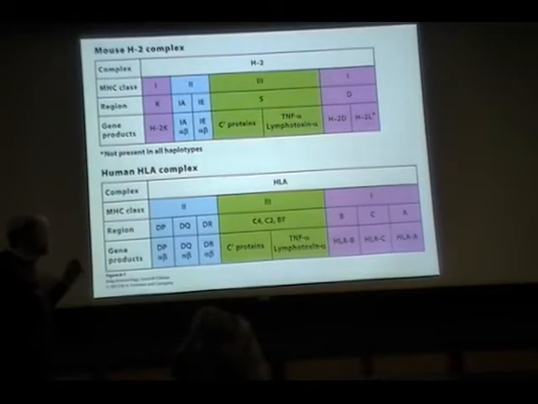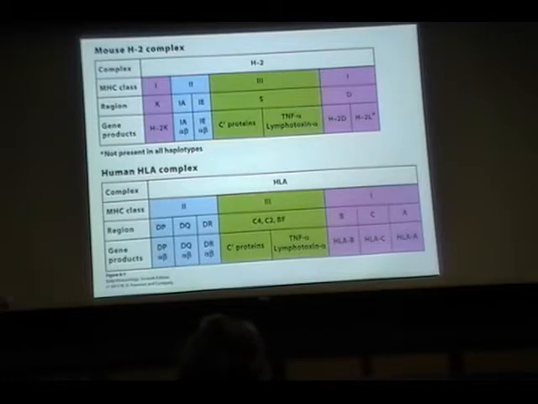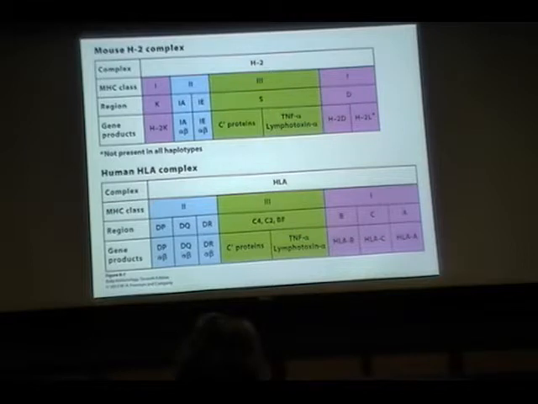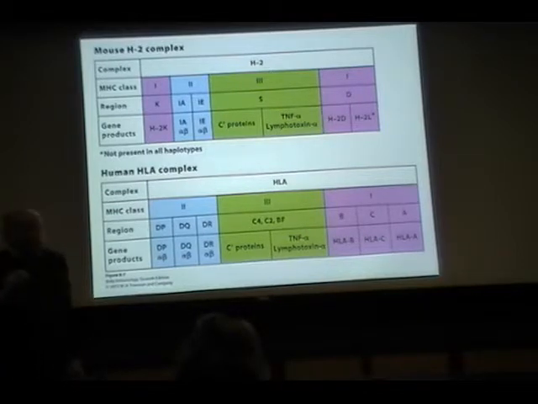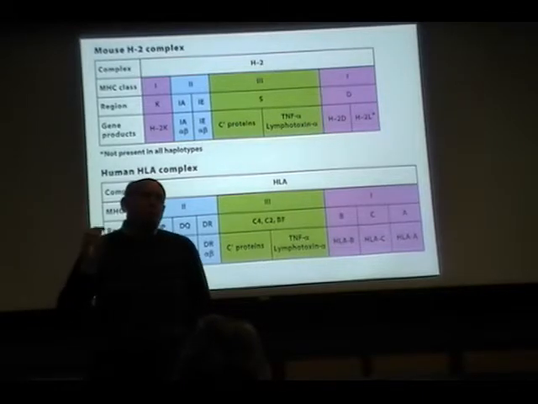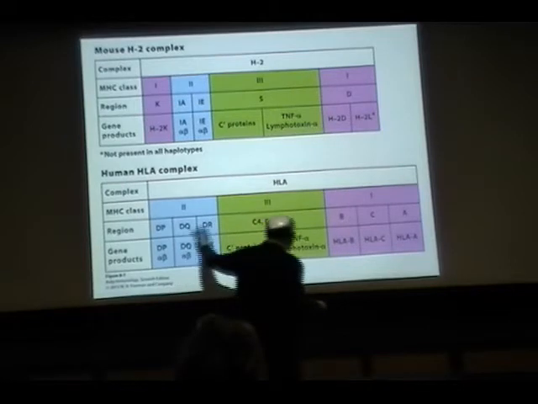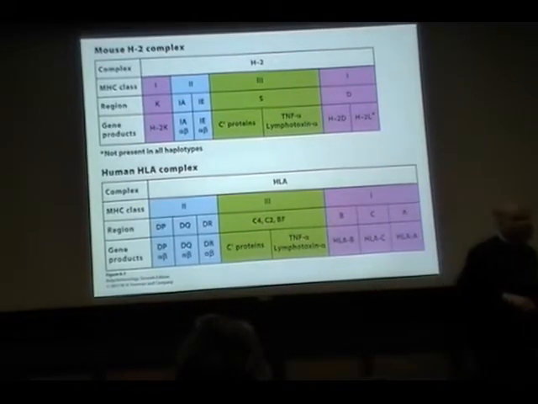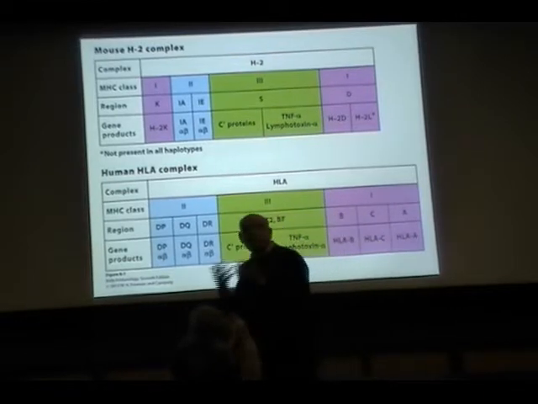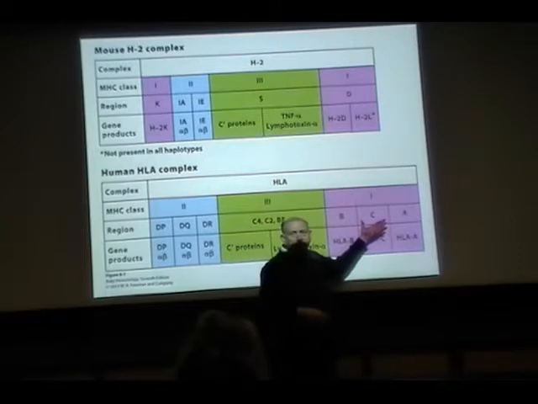Okay. Don't worry about the mouse. You're not mouse biologists. Just worry about human. I should have wiped that out. There are more than one gene for class 1 and more than one gene for class 2. There are actually 3 genes for class 2, 3 genes for class 1. It works out really easy. If there's only one letter describing a gene, it's class 1.